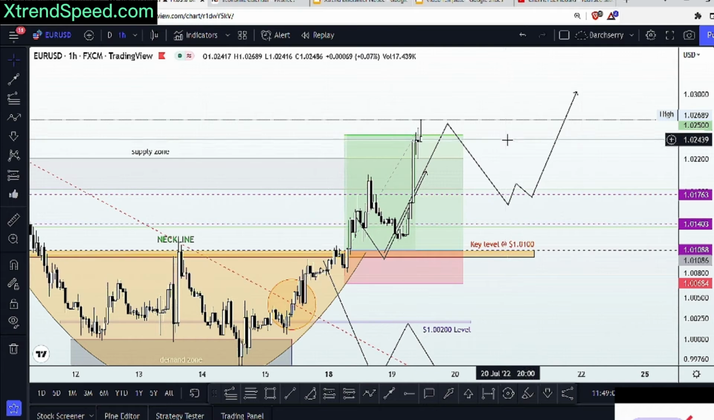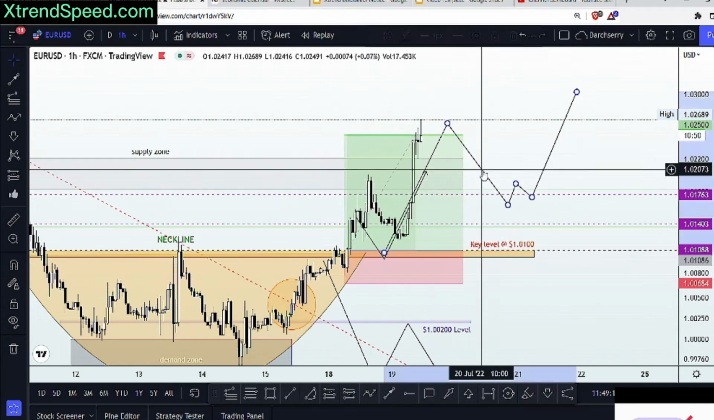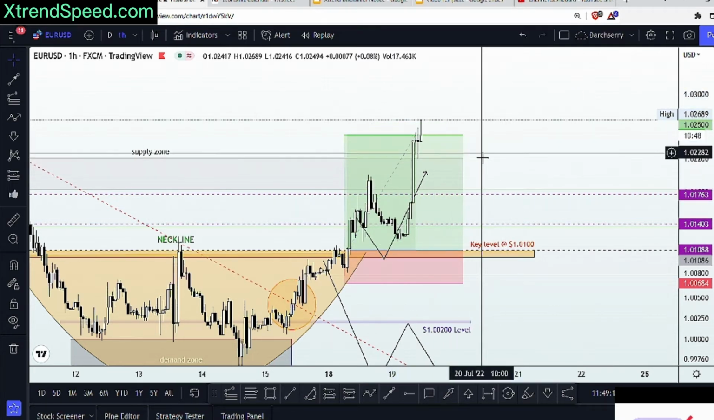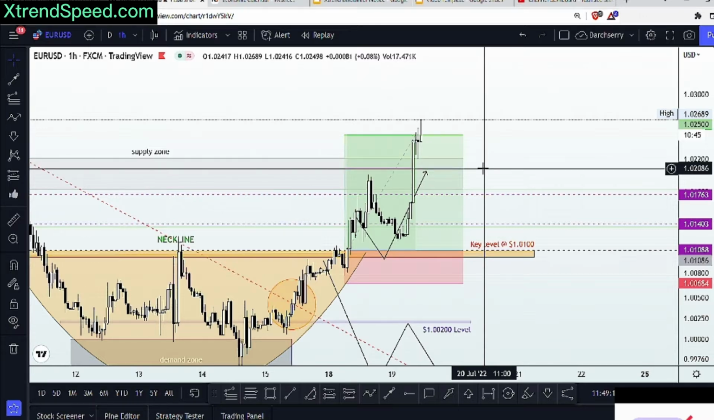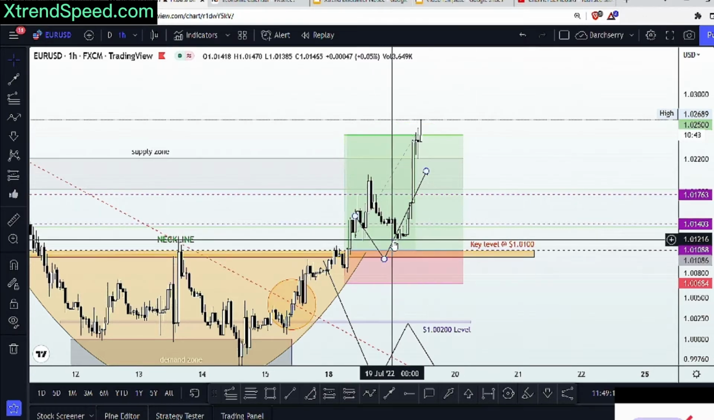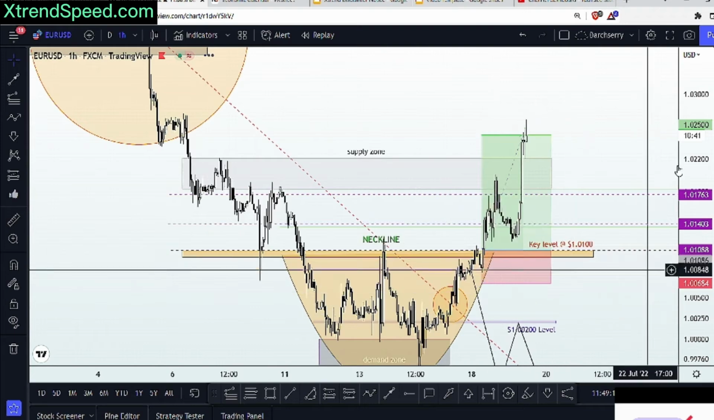So now this scenario we have here on the Euro USD. Before I do that, those who took advantage of that opportunity, kudos to you. Well done to you guys for having taken advantage of that move.